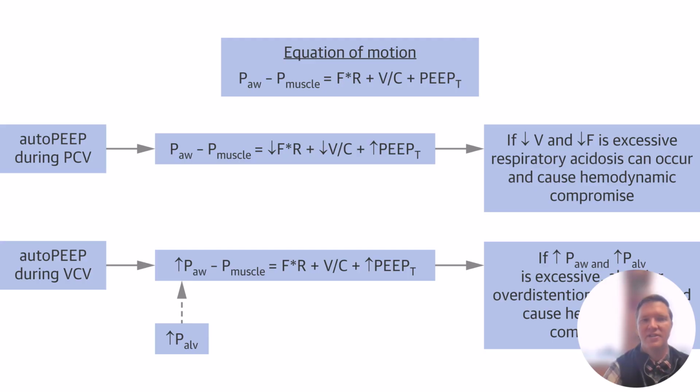All right. So what about auto PEEP? Auto PEEP is a big thing. Auto PEEP in volume control and auto PEEP during pressure control ventilation. We're going to see that with auto PEEP, the patient's going to work hard. So if auto PEEP is not addressed, hemodynamic compromise will ultimately occur, and they'll go into a respiratory acidosis, especially in pressure control, or alveolar overdistension during volume control.